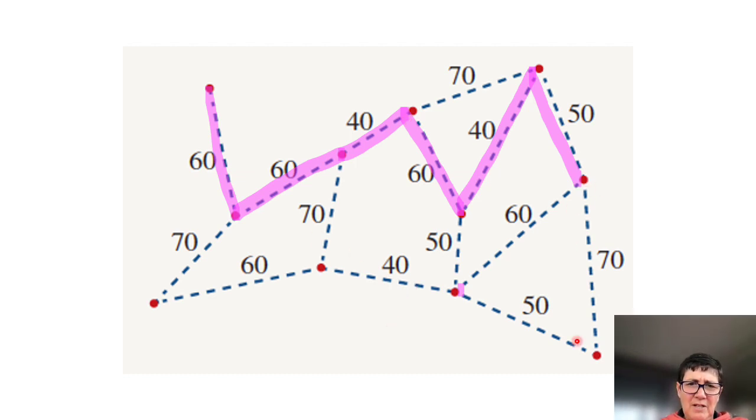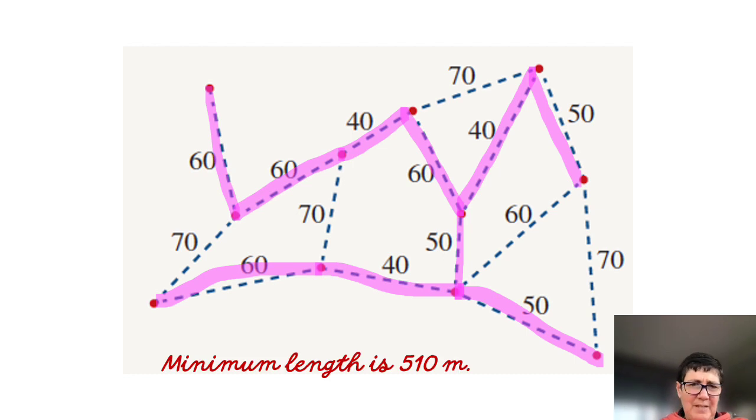So from 50 I can go 70 or 60. Well, this spot here is 50, so I'm going to go out to there. I've still missed one. That vertex has to be added, and that vertex. So I've got all my red vertices connected, and I've done it in the lowest possible weights. Then you add up 60, 60, 40, 60, 40, 50, 50, 50, 40, 60. Add them all up and it'll tell you the minimum length is 510 meters.